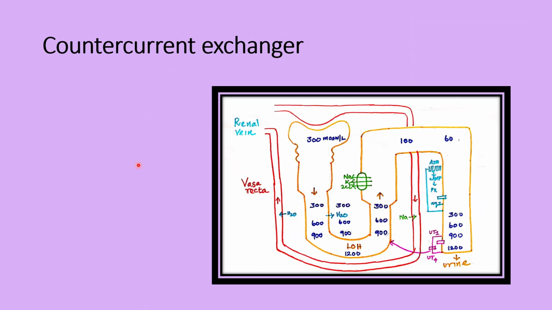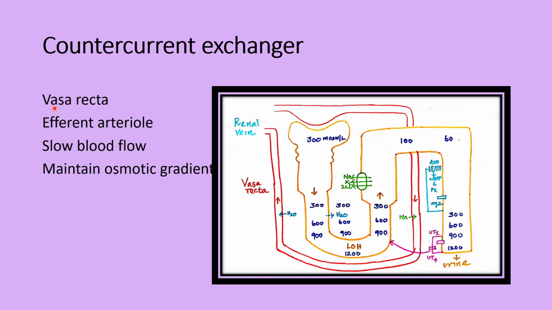Countercurrent exchanger is important for maintaining the medullary osmolality gradient. The vasa recta acts as the countercurrent exchanger. It originates from the efferent arteriole.